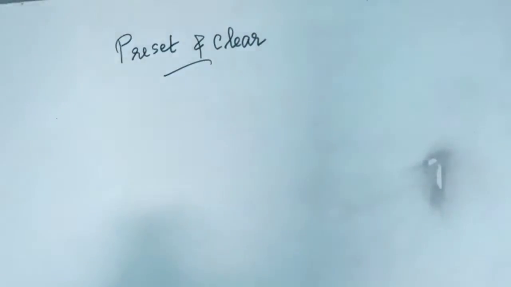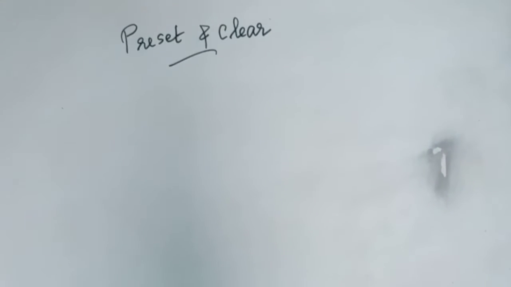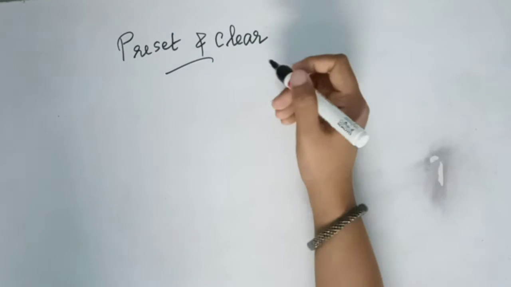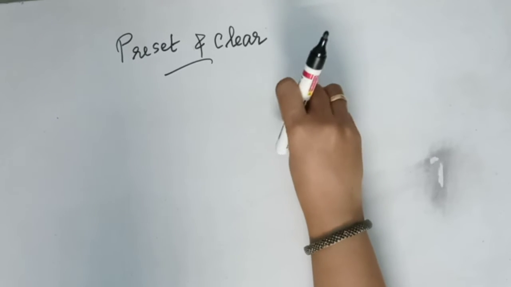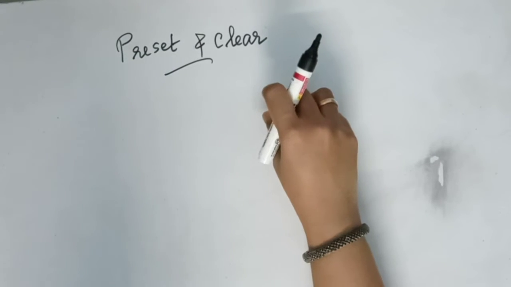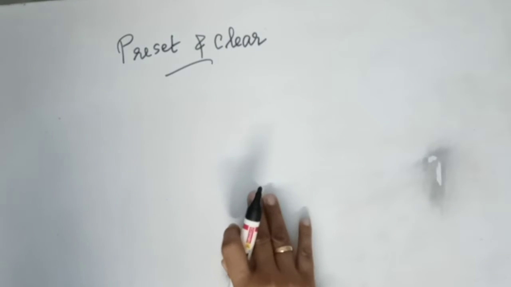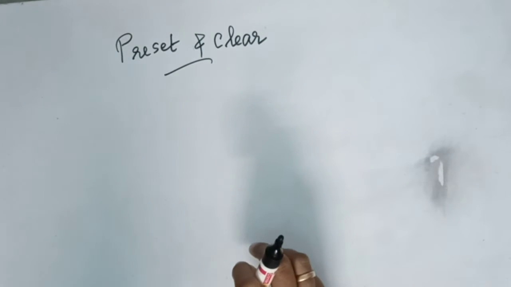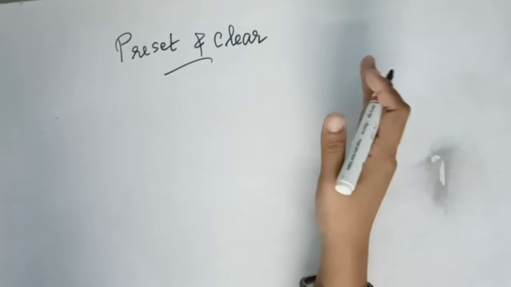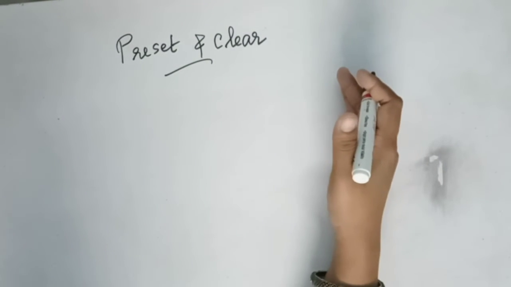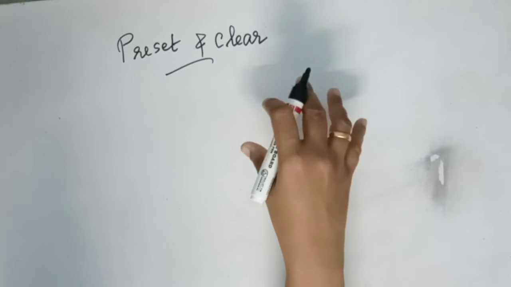So, before we study the next portion, we have to understand what these two control signals are. These are two control signals in every flip flop. If you take the internal diagram of a flip flop, we know that the second section of a flip flop is a latch.